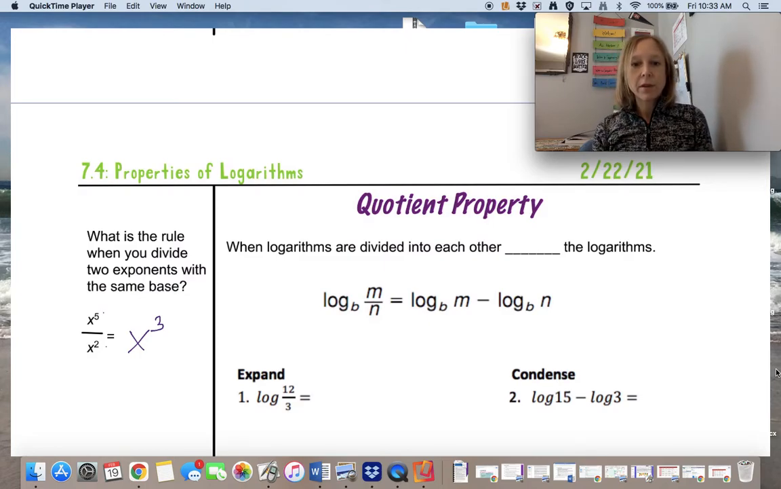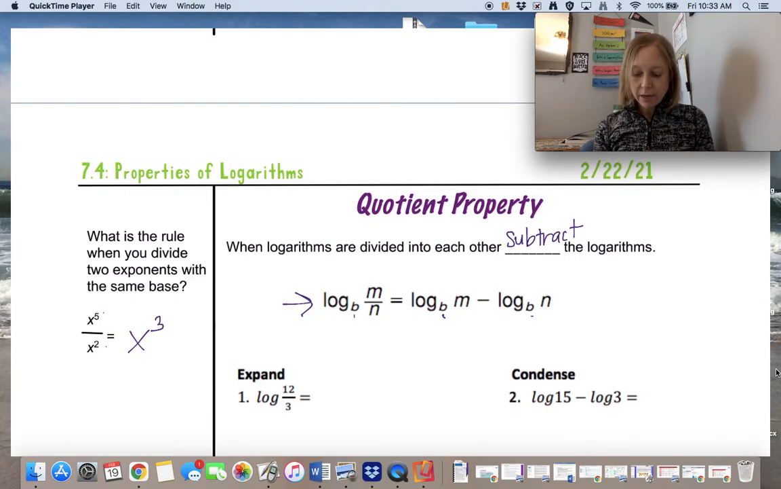Similarly, when logarithms are divided into each other, what we would do is subtract the logarithms. We can see that written out right here. The log base b of m divided by n, I can separate this. Again, everything has the same base. And when I separate my two quotients, what I do is I subtract them. The numerator goes first, the denominator goes second.